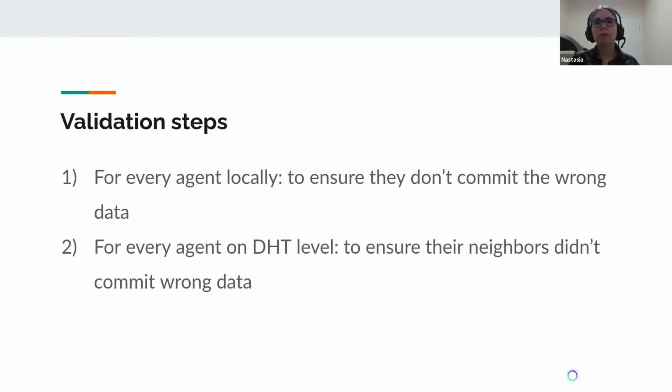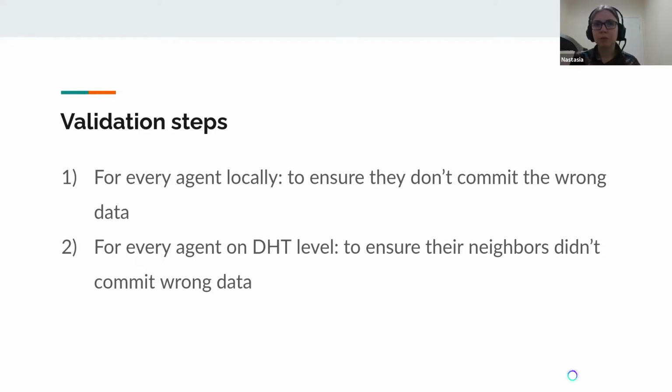First, as we have learned on the previous sessions, once an agent creates some piece of data that is to be published onto the DHT, first, this piece of data is published onto their source chain. So this is happening locally. And this is where the first step of validation happens. This is where we ensure that the user doesn't create the wrong data, basically ensuring our business logic.